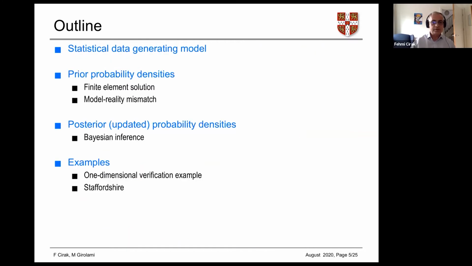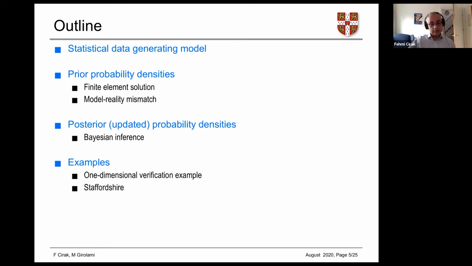So this is an outline of my presentation. First I want to introduce our statistical data generating model. And then the prior probability densities, which are important in this framework. So the prior probability density of a finite element solution and the model reality mismatch. And using Bayesian inference, we can update this prior probability densities and obtain posterior probability densities.